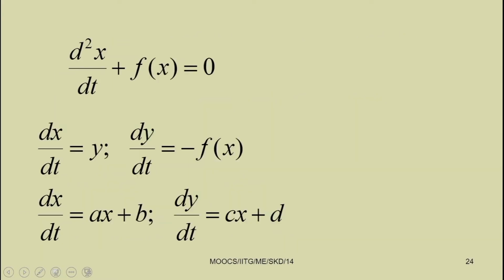If you have an equation, for example, d square x by dt square plus f of x equal to 0, you can write this equation using two first order equations. That is dx by dt equal to y, and the second equation dy by dt equal to minus f of x, or these equations in linear form. If you want to write, you can write this way, that is dx by dt equal to ax plus by and dy by dt equal to cx plus dy.